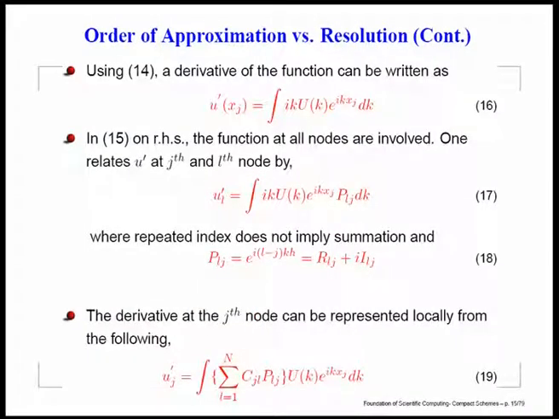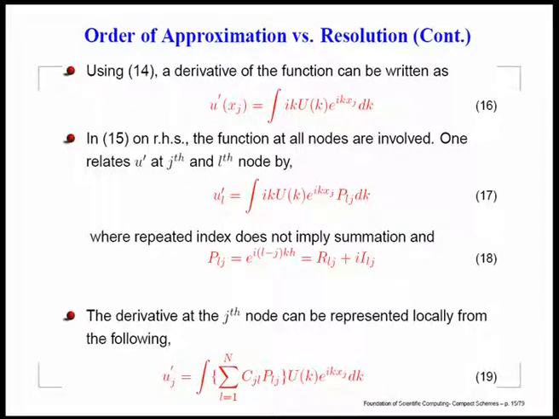For example, say you are trying to obtain the first derivative, as we have seen here. The first derivative is equivalent to multiplying the Fourier amplitude u of k by simply i k. And then let us say if we are trying to evaluate, I think there is a mistake, this should be u L prime. So, what we are trying to do is find the derivative at the Lth node.